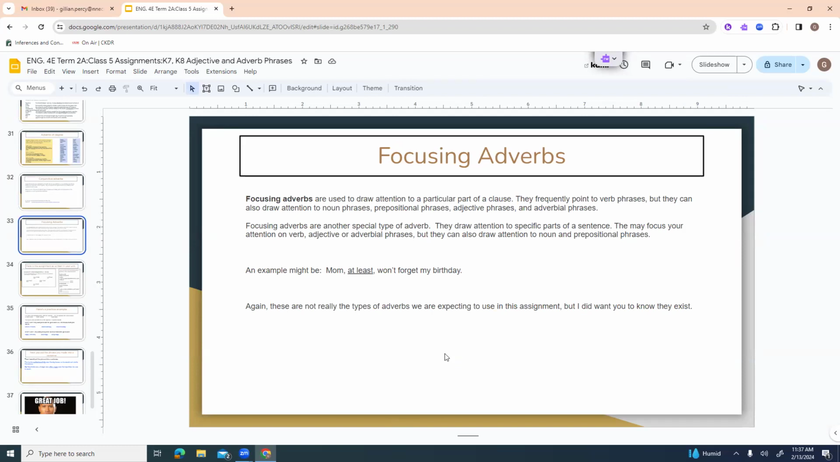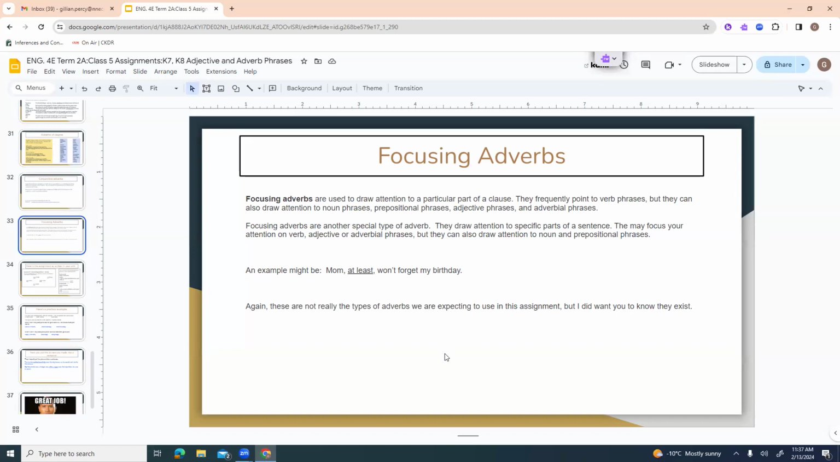Focusing adverbs. Focusing adverbs are used to draw attention to a particular part of a clause. Frequently, they point to verb phrases, but they can also draw attention to noun phrases, prepositional phrases, adjective phrases, and adverbial phrases. They are another special type of adverb. They're drawing attention to a specific part of a sentence.